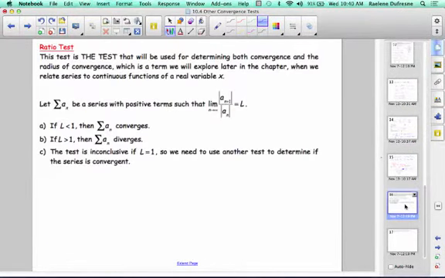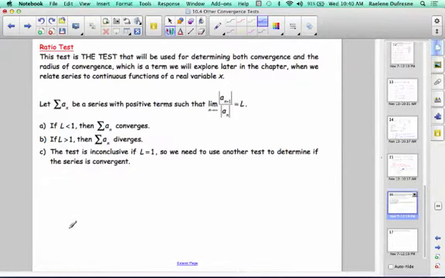Well, there's one last test that we are going to look at, and it's called the ratio test. The ratio test is the test that we will be using in 10.5 and beyond to determine the convergence of a series, but also the radius of convergence of a series, which we need because we are going to look at how infinite series can represent functions, and then we can use the radius of convergence to talk about the domain of those functions. So later on we are going to relate series to continuous functions, and we will be using the ratio test a lot in 10.5, 6, and 7.